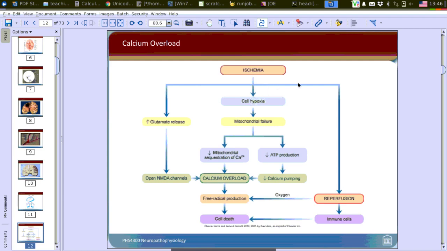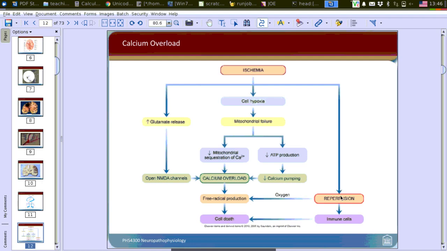Now, let's say that it's beyond 4 to 5 hours and the circulation is returned. So you reperfuse the tissue. Well, you're going to be providing oxygen. And the oxygen that was missing for these free radicals to really work properly is now available, and so that will actually kill the cells even quicker.